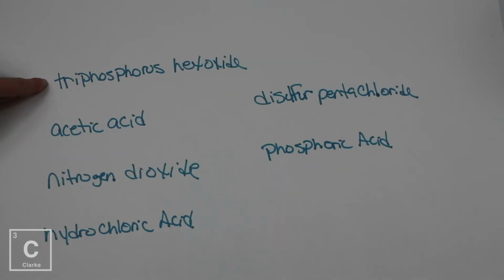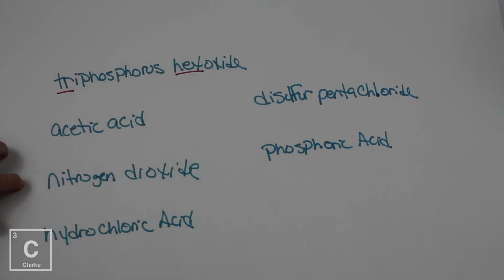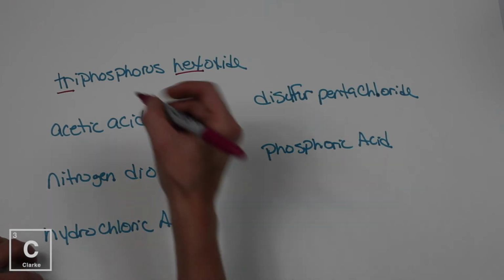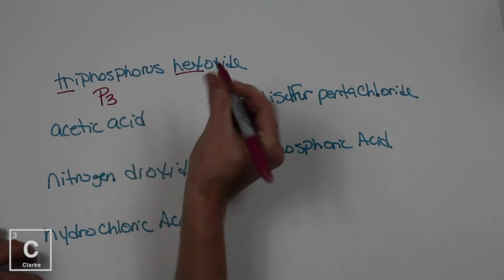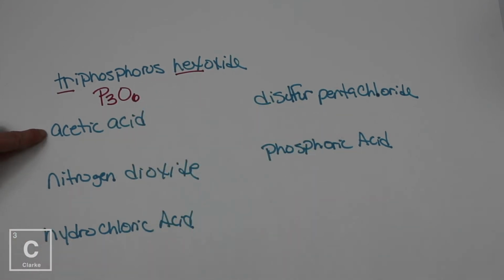First we have triphosphorus hexoxide. Now we see prefixes. Tri, hex. So we're just going to use them. If you have prefixes, let them tell you what to do. So we have 3 phosphorus and 6 oxygen.